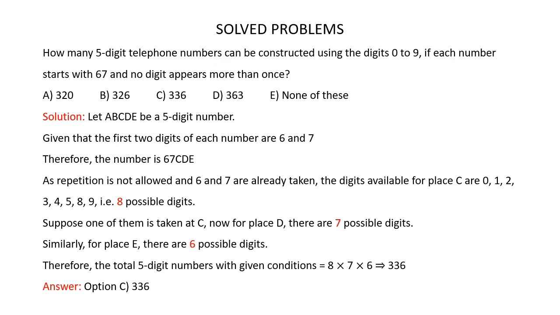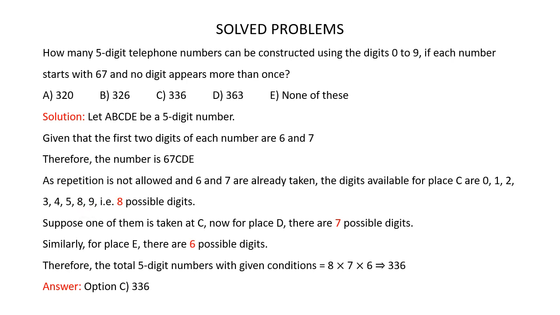So let A, B, C, D, E be a 5-digit number. It's given that the first 2 digits of each number are 6 and 7. Therefore, the number is 6, 7, C, D, E. Now, it's given that no digit should appear more than once. This means repetition is not allowed. So, since the digits 6 and 7 are already taken for the places A and B, now the digits available for place C are 0, 1, 2, 3, 4, 5, 8 and 9.